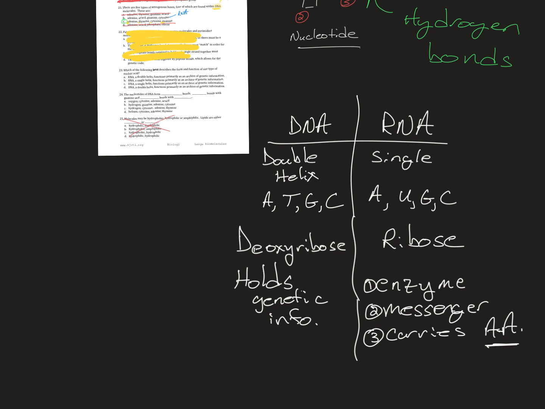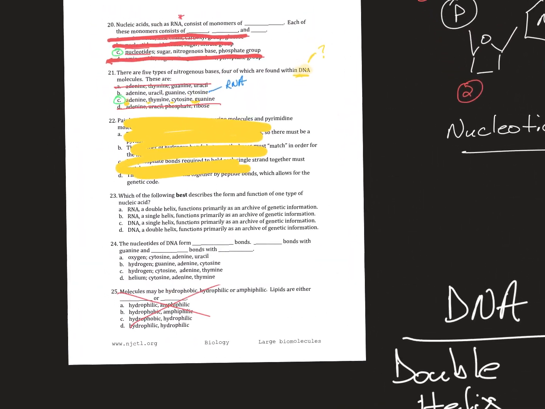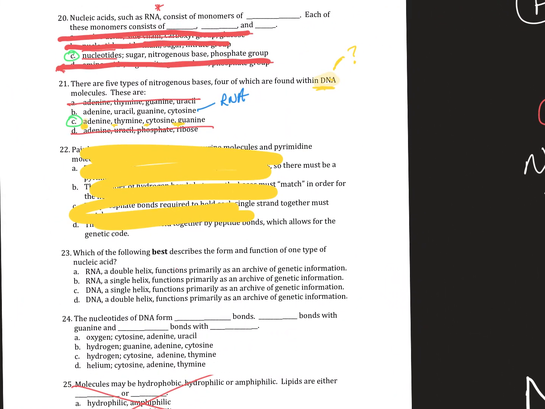So going back to the question, knowing what we knew from our lessons: which of the following best describes the form and function of a type of nucleic acid? RNA is double helix, is that right? No, it is not. It's a single-stranded molecule, not double-stranded. Is RNA single-stranded? Yes, so that's fine. Functions to archive genetic information. Archive means store genetic information. No, it does not. DNA does that. DNA is single-stranded? No. So already we know the answer. It's D. Yes.